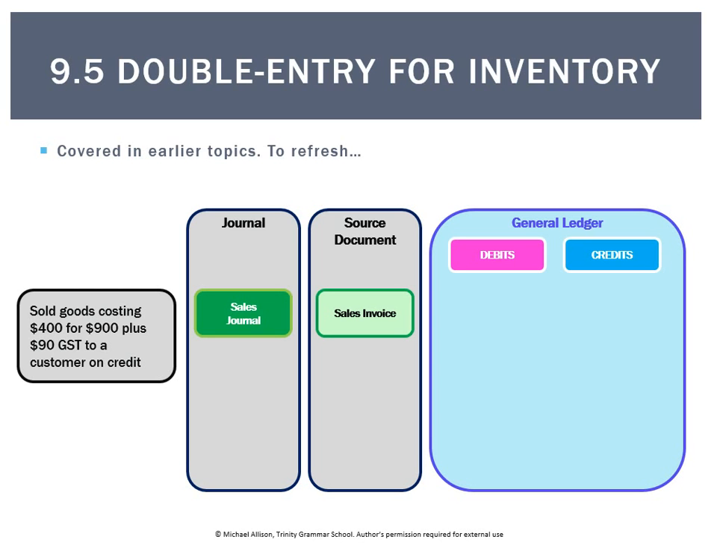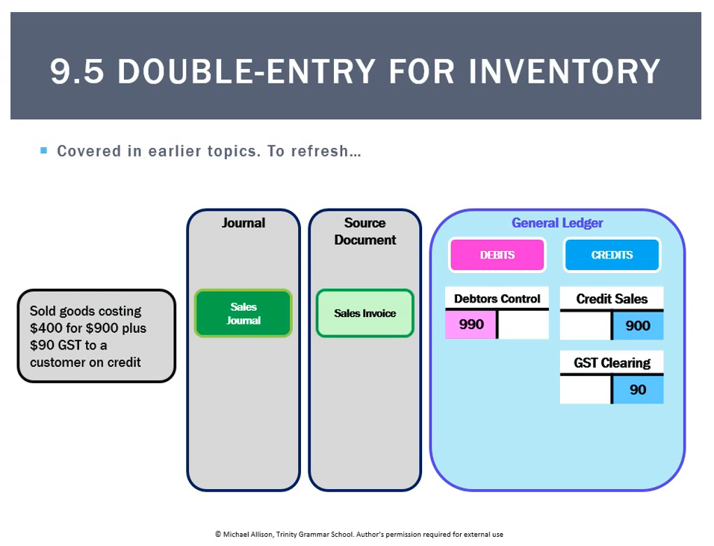Instead of cash going up as a debit, we'll have debtors control going up, in this case $990. The credits will have a matching credit in credit sales and a credit in GST clearing, so they match up with the amount in debtors control. And then cost of sales will be the same entry. We'll have a debit here of $400, and that'll lower stock and decrease stock control with a credit of $400.